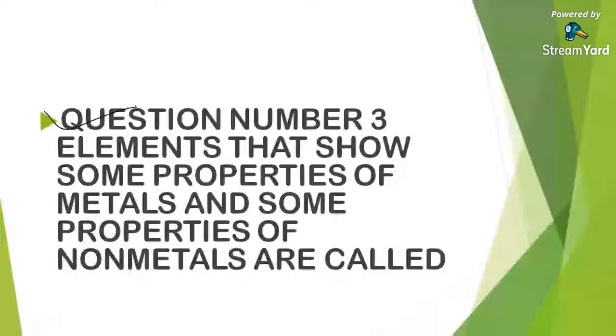Elements that show some properties of metals and some properties of non-metals are called. Means in this type of elements, some properties of metals are present and some properties of non-metals are present. So you have to name the element. What is that element? And one clue I am giving. The examples of this type of element are bismuth, antimony.